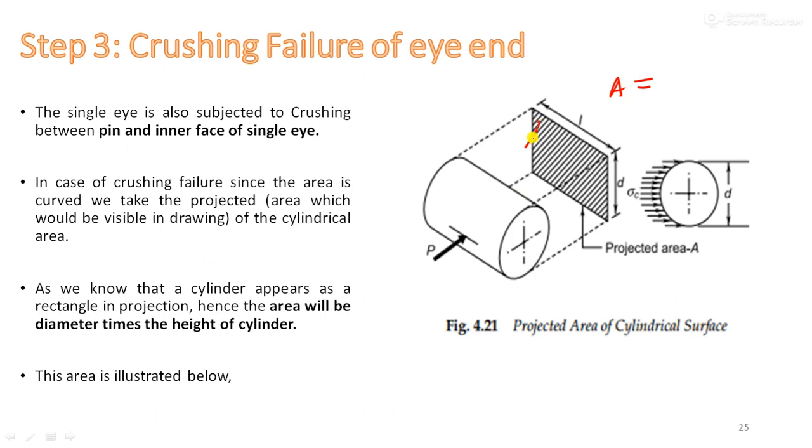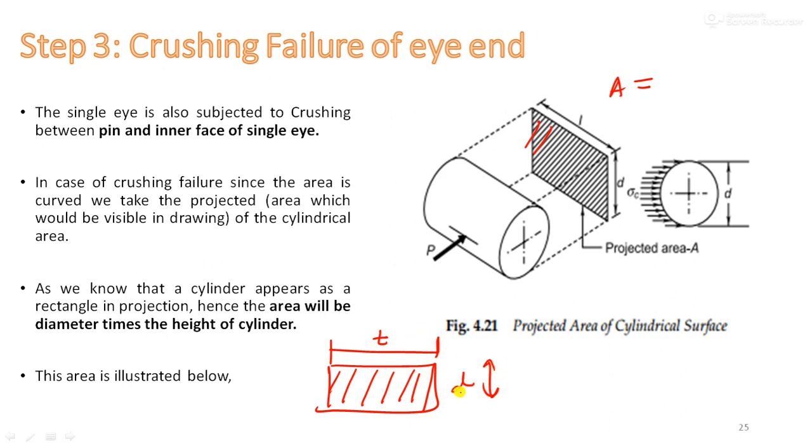This projected area I will draw here, and let us say this is T. T means the thickness, the portion of the pin which is inside the eye, and this height is nothing but the diameter of the pin. In this case the diameter of the pin is D1. So the area which is resisting the crushing failure will be a rectangular area, T into D1. I hope you have understood this.